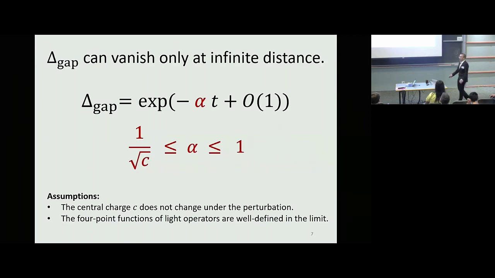The other is that in order to prove such a theorem, we need to know a little bit about what happens at infinite distance. So we assume that the 4-point correlation function of a light operator, whose conformal dimension becomes light, is going to be well defined in the limit, doesn't diverge or anything.